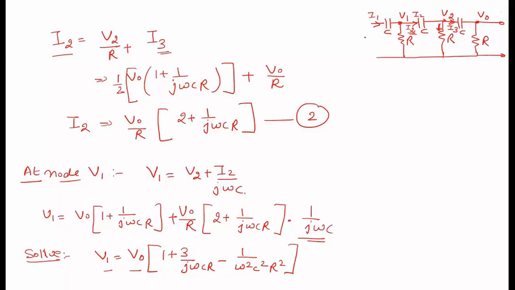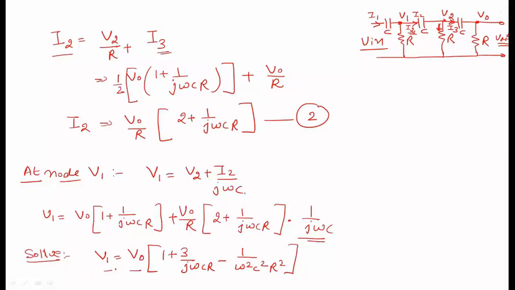Actually, what we are doing is finding the relation between V in and V out so that we can have the beta, and beta is the feedback factor. So in this way, we are finding the relation between V naught and V in. So here we have calculated the V1.